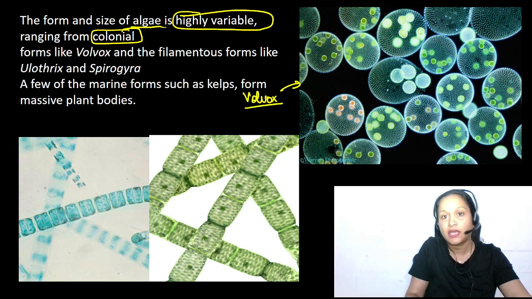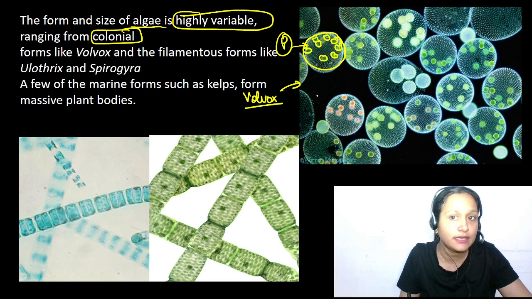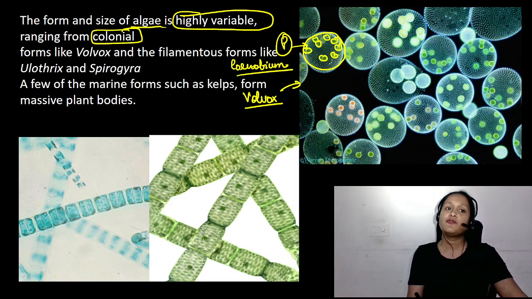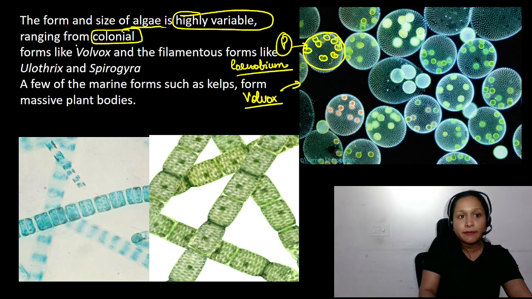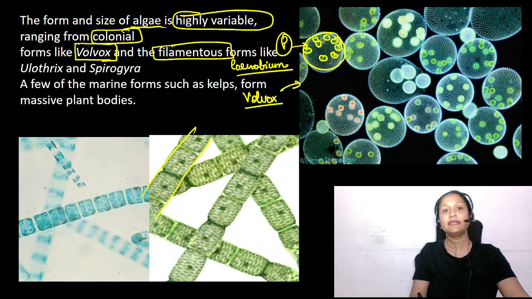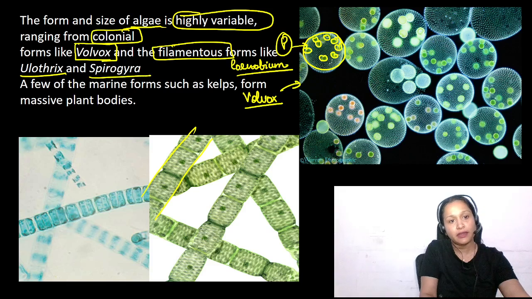Which algae is it? It is Volvox. So the large colony here, the upper one, you can see this is a parental colony, and inside the parental colony you can see numerous small colonies, right? These are daughter colonies, and the colony of Volvox is called coenobium. So Volvox is a colonial form of algae. Remember the example, colonial form of algae is Volvox, and filamentous, like filaments. You can see the filaments here. Filamentous algae are Ulothrix and Spirogyra. So this one is Ulothrix, this is also filamentous, and Spirogyra.